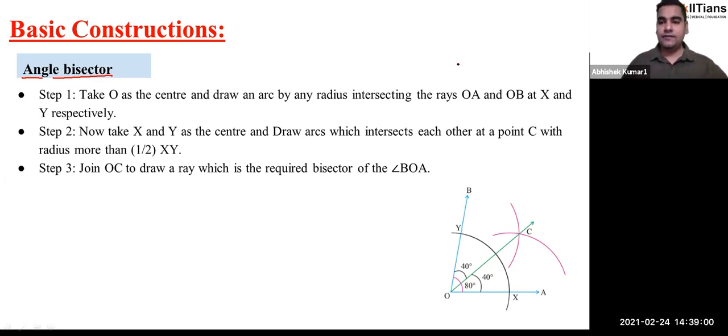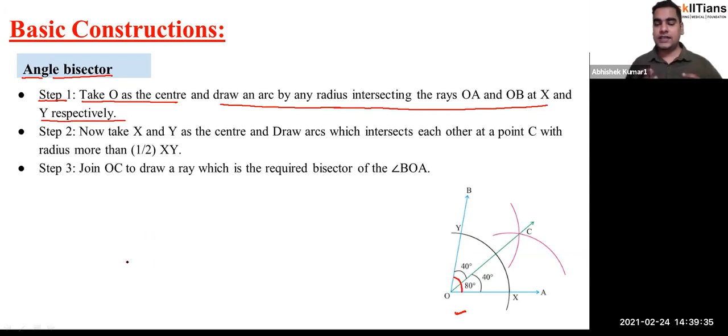Here first I will explain what they have written, or the logic behind what they are writing. If you see this figure, guys, we have to draw the bisector of this acute angle whose measure is 80 degrees, in other words, you have to bisect an 80-degree angle in this given situation. So we have step one. In step one, you have to take O as a center and draw an arc with any radius intersecting rays OA and OB at X and Y respectively.